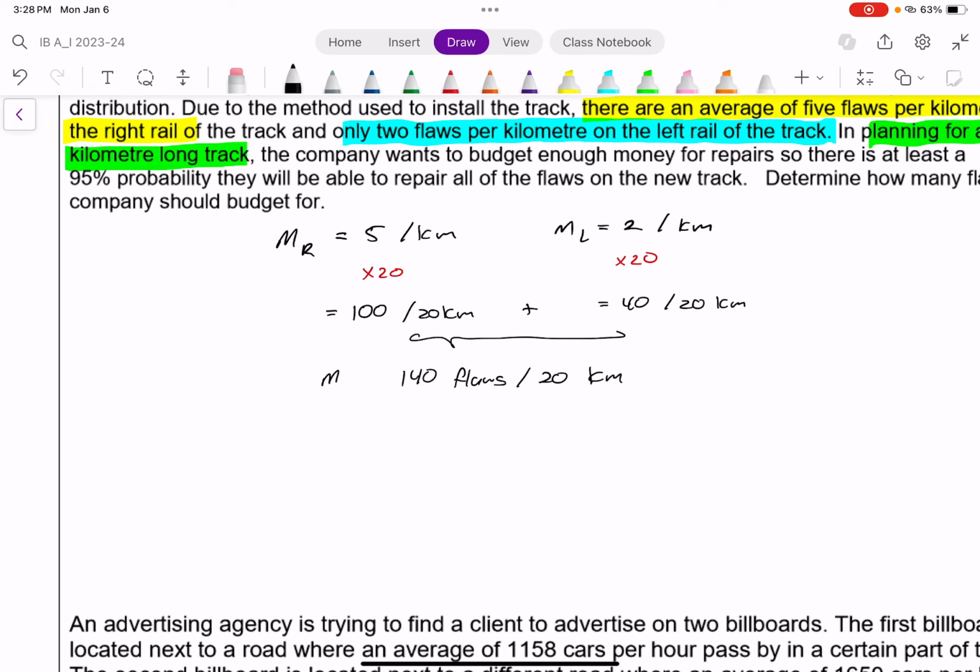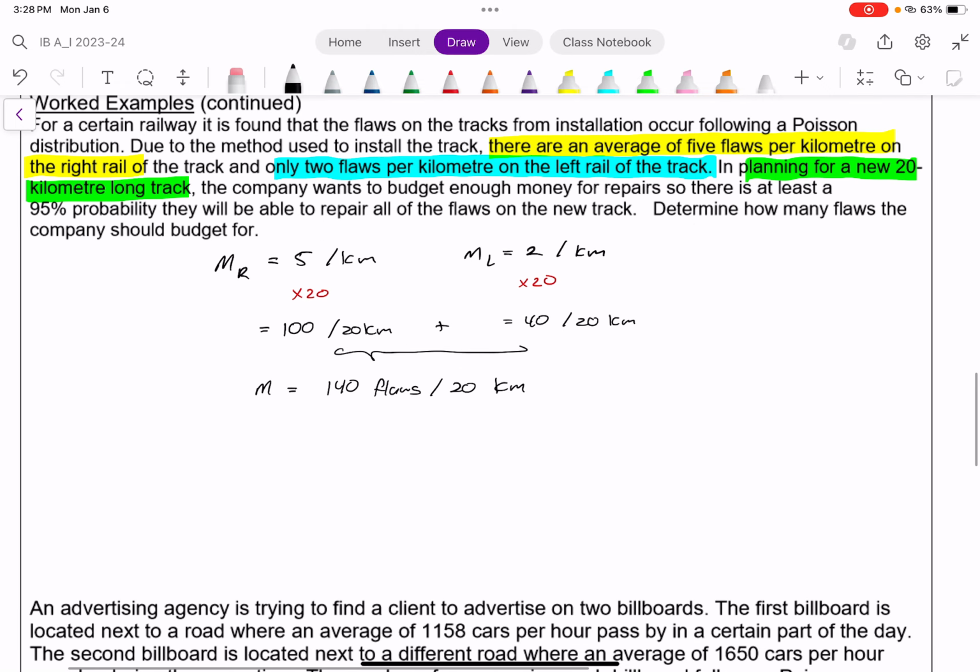And the reason I want to use this for my M is to think in the number of flaws per 20 kilometers, because that's the scale we're having here. And with Poisson distributions in general, whatever your average rate is, we can scale it up or down for what the question wants us to take into account. So for this, the company wants to budget enough money so there is a 95% probability that they will be able to repair all the flaws in the new track. How many flaws should the company budget for? Basically, how many flaws will bring us as close as possible to a 95% probability of that occurring.